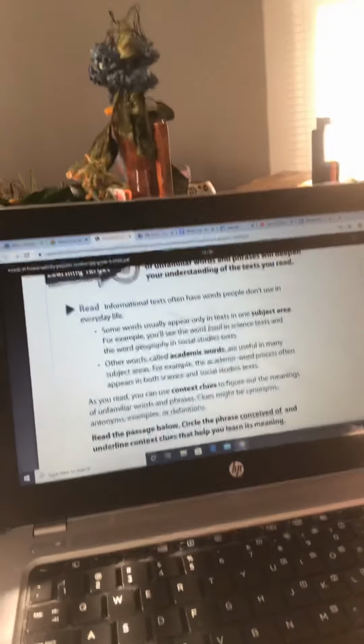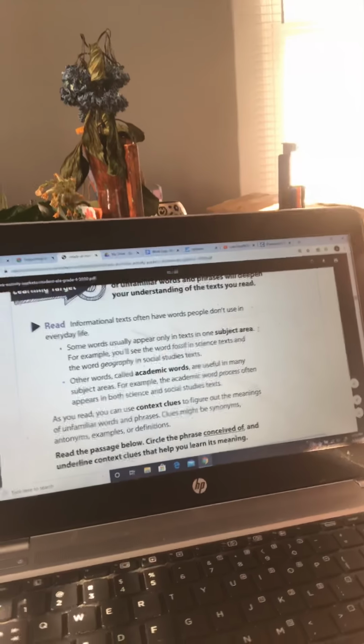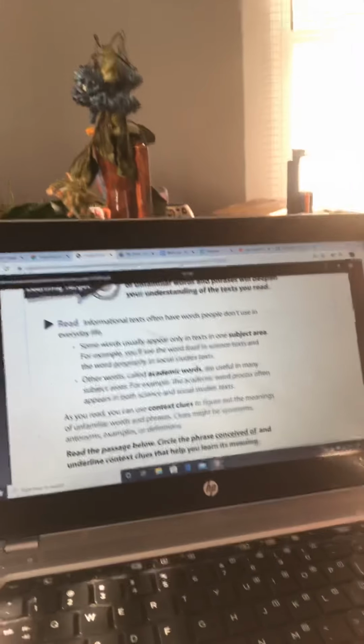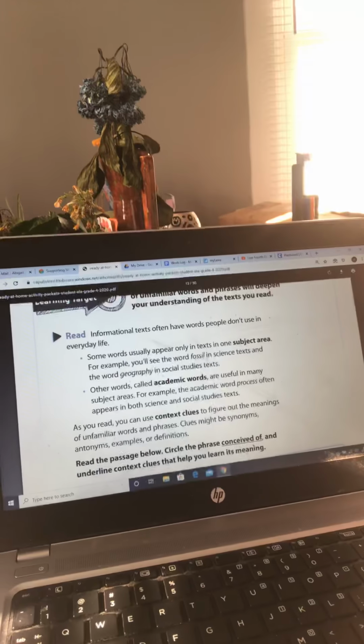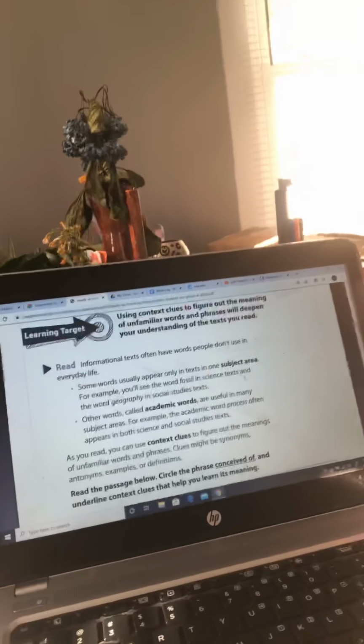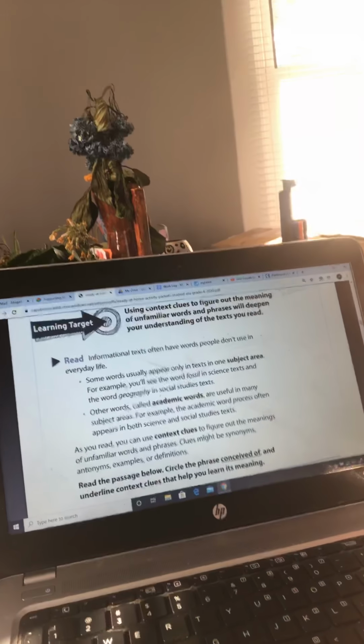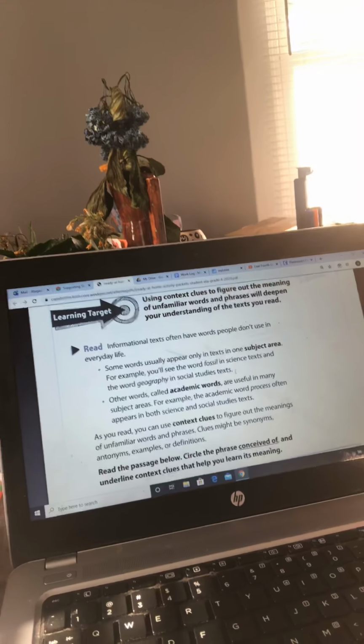Some words usually appear only in texts in one subject area. For example, you see the word fossil in science texts. Who knows what that might be about? Maybe prehistoric fish. Usually people think dinosaurs. In science texts, and other word geography and social studies texts.